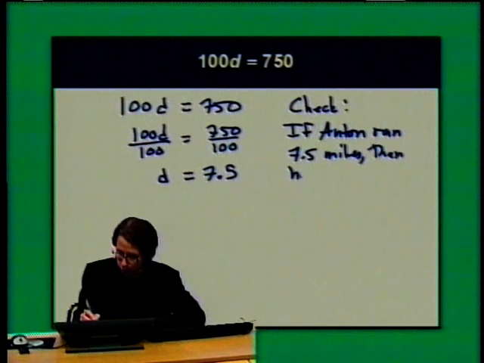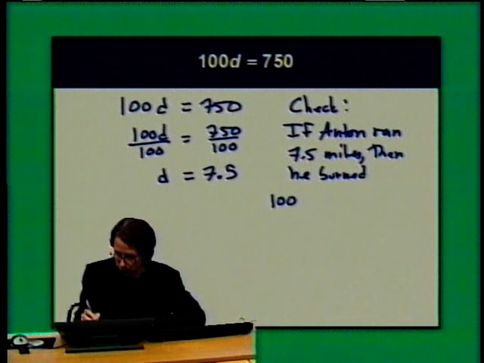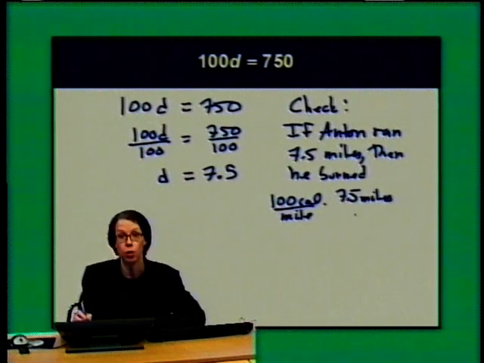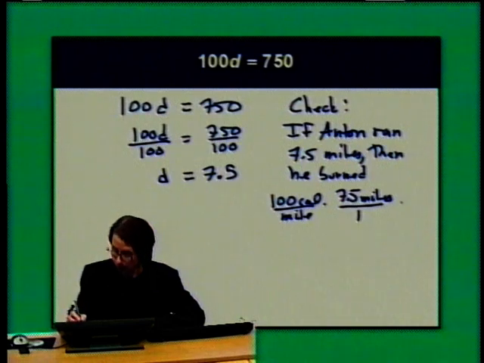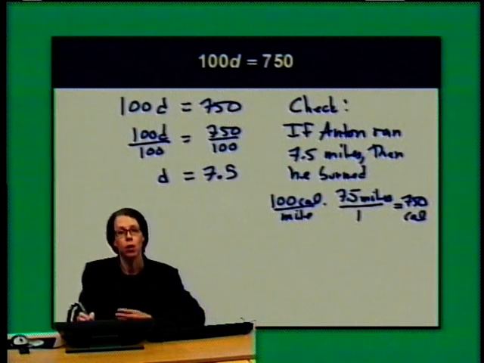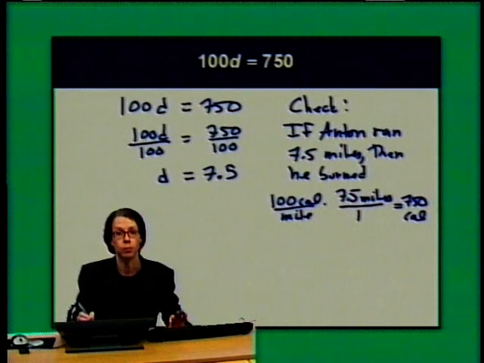then he burned, and let's do the calculation. We take 100 calories per mile, and we multiply it by 7.5 miles. Notice the units cancel here. Miles over miles simplifies to 1. And we have 100 times 7.5 is 750 calories. So our solution makes sense in the context of the problem.